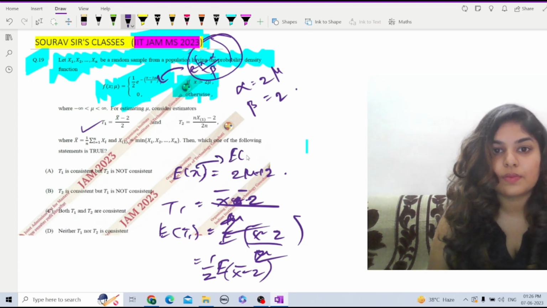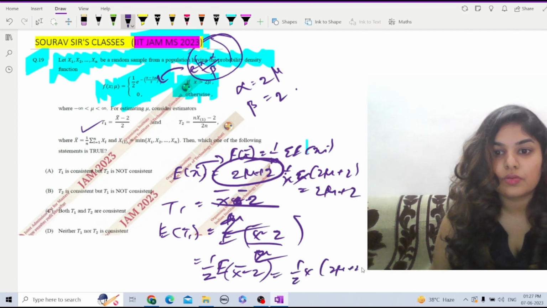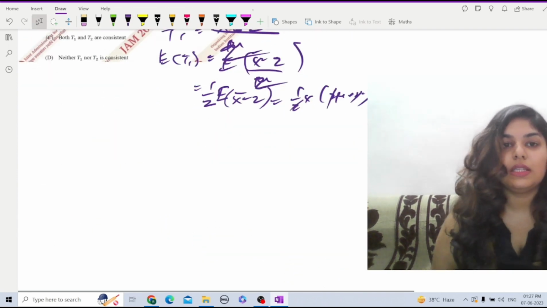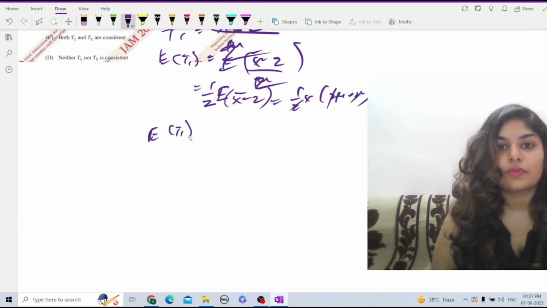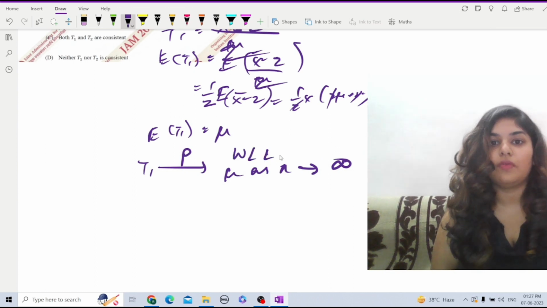So E of x bar is equal to 1 by n summation E of xi. Now what is E of xi? That is 2 mu plus 2. So 1 by n summation 2 mu plus 2. So the n gets cancelled, and it is equal to 2 mu plus 2. So we can put it here: half into 2 mu plus 2 minus 2. The 2 gets cancelled, 2 gets cancelled. So here we get E of T1 is equal to mu, that is, T1 converges in probability to mu as n tends to infinity, correct? This is as per the weak law of large numbers.